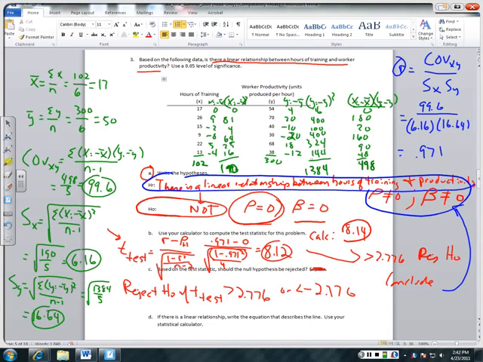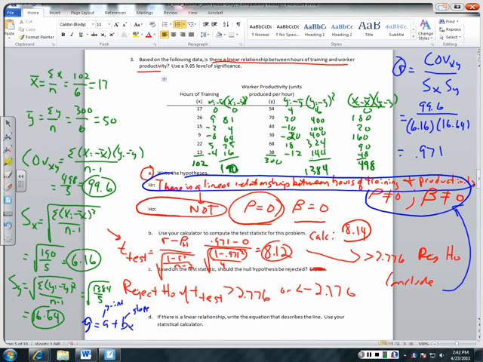Okay, I'm just going to go ahead and put this last part on there. On part D, it says if there is a linear relationship, which there is, we have concluded that, write the equation that describes your line. And remember, the general equation is y hat is equal to a plus b x. The hat meaning that we're forecasting or predicting. The a is the y-intercept. The b is the slope.